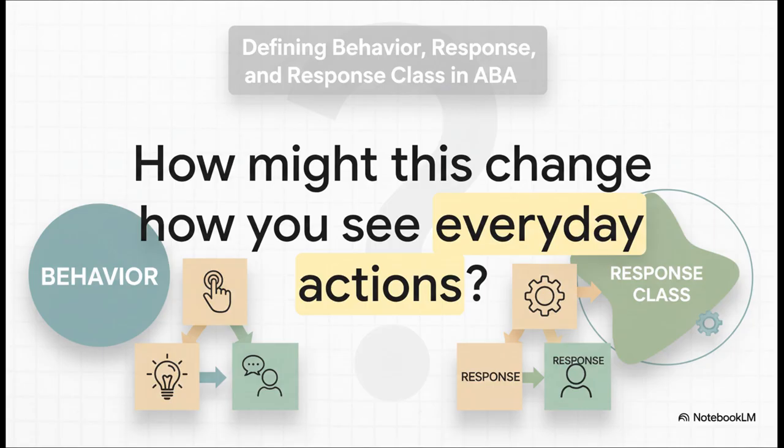So there you have it. Those are the building blocks of ABA. Behavior is the category, a response is the single instance, and a response class is the functional group. Now that you have this framework, think about this. How might this change the way you observe and understand the actions of others, or even your own actions in your day-to-day life? It's a pretty powerful shift in perspective.